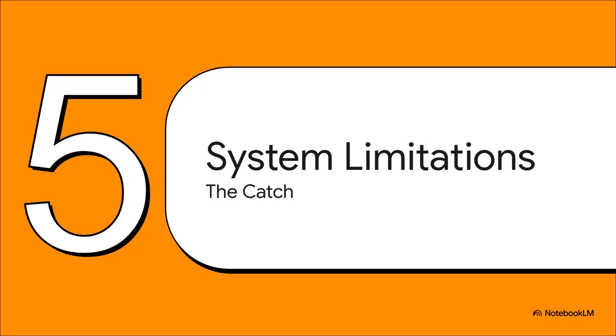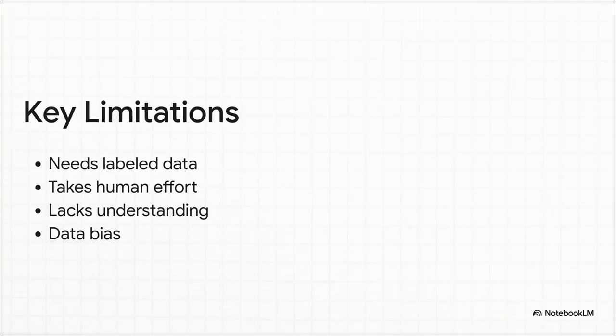Which brings us to Section 5, Limitations of the System, the catch. Because while this powers our modern world, it is absolutely not magic. The reality is that this system requires immense human effort behind the curtain. We need people to carefully label massive datasets to make this work, and that takes a staggering amount of time, effort, and money. But beyond the cost, there's a deeper limitation here.